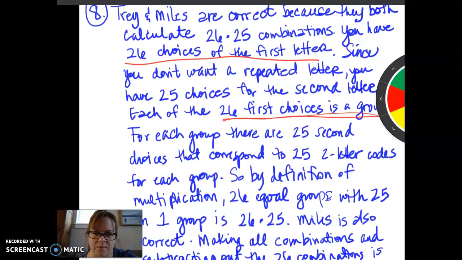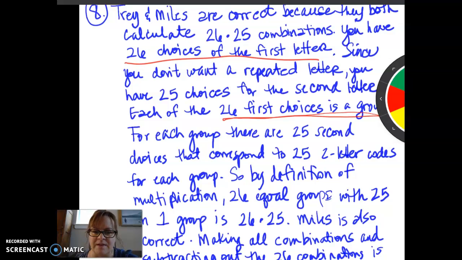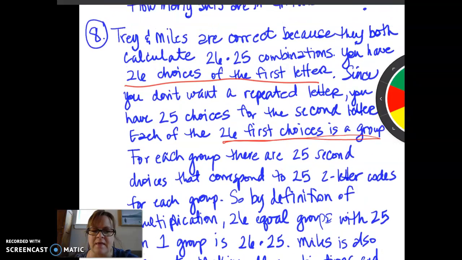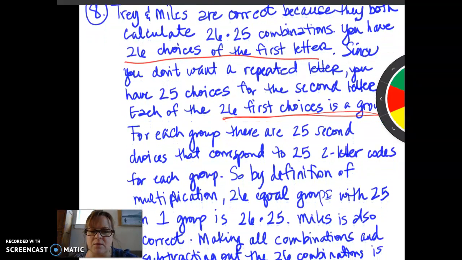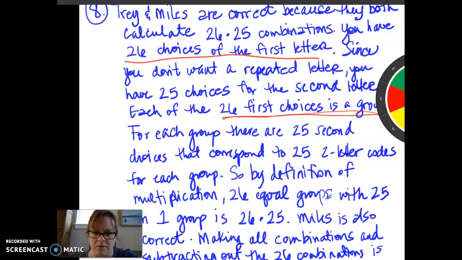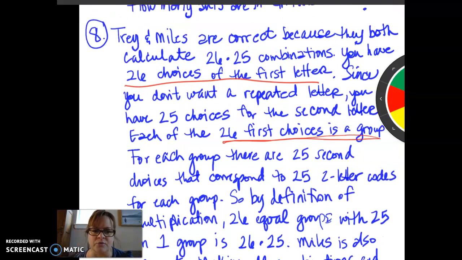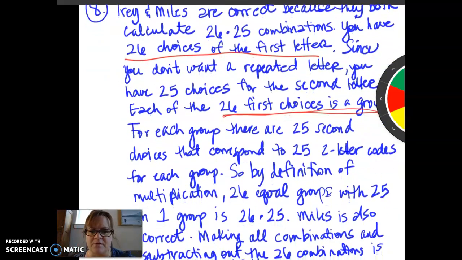That's what Trey was thinking. Miles is also correct because he's making all the combinations, 26 times 26, but then he's subtracting out the 26 combinations that would result in a double letter, and so that result will end up being the same result.